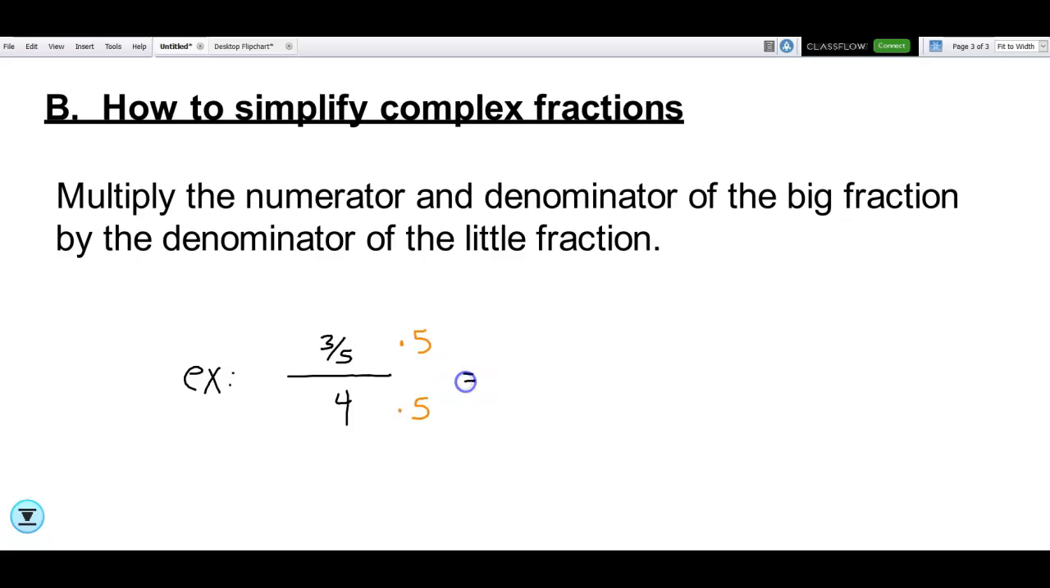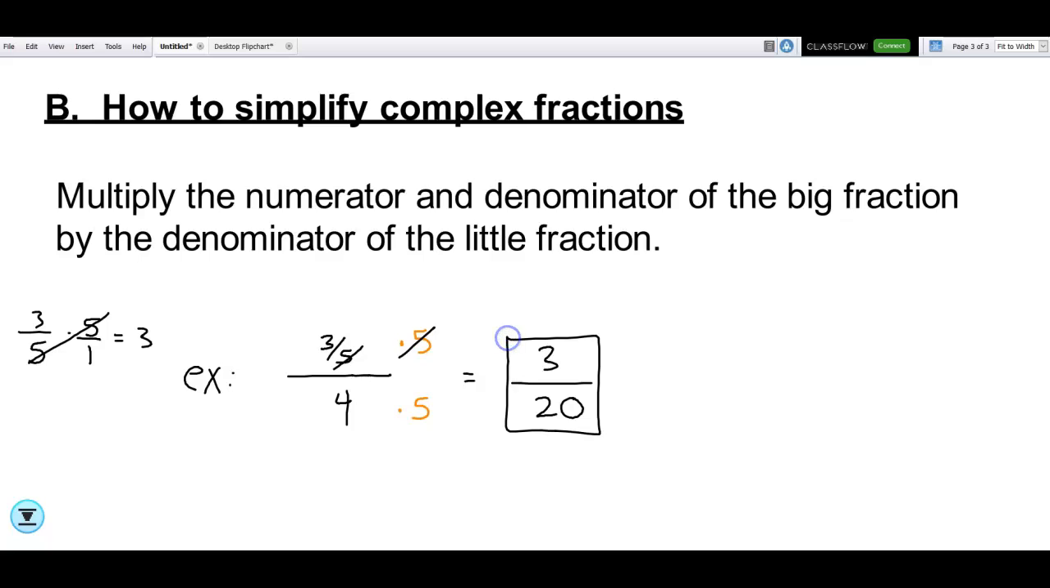Now, when I do this, the bottom's going to become 20. That's pretty straightforward and simple. 4 times 5 is 20. But what's 3/5 times 5? Well, I'm going to show my work here on the side. You don't have to do that necessarily, but if I'm taking 3/5 and multiplying it by 5, that's like 5/1, right? And then those cancel. And so you're left with 3/1, which is just 3. So that's why we do it. By multiplying the top of the big fraction by the little denominator, this 5 cancels out with this 5, and I'm just left with 3.